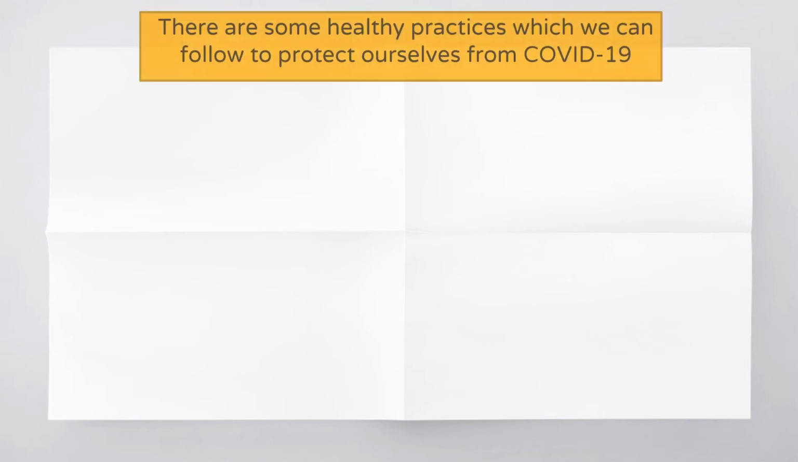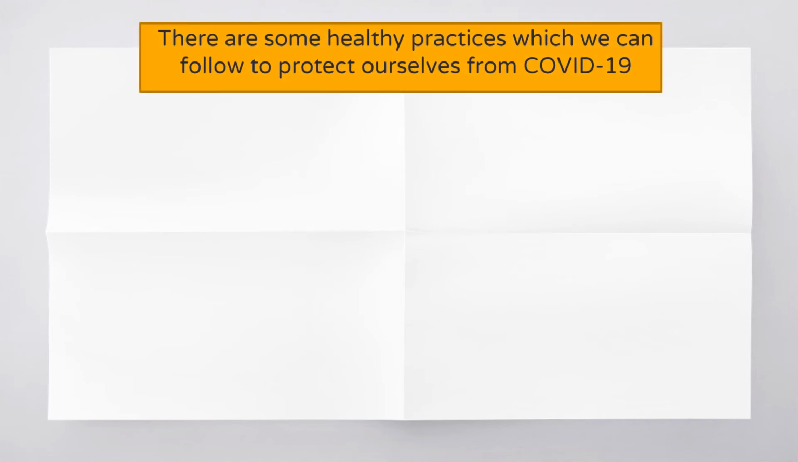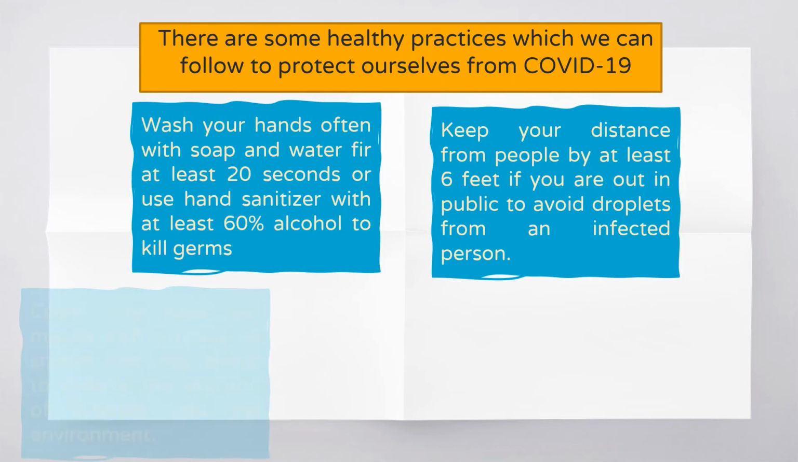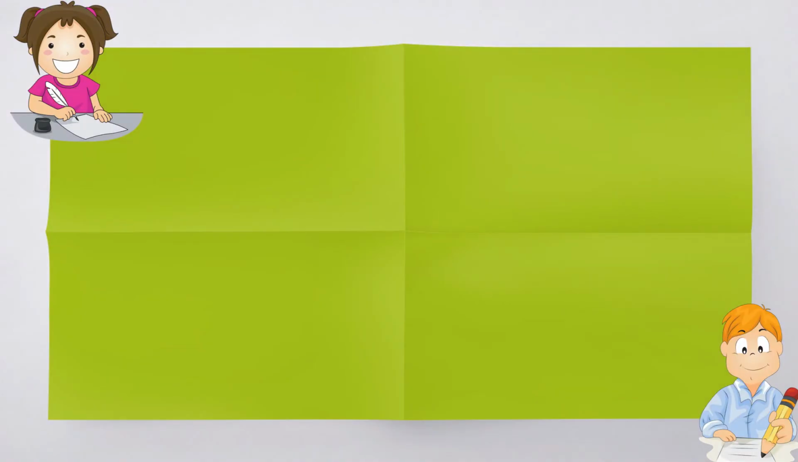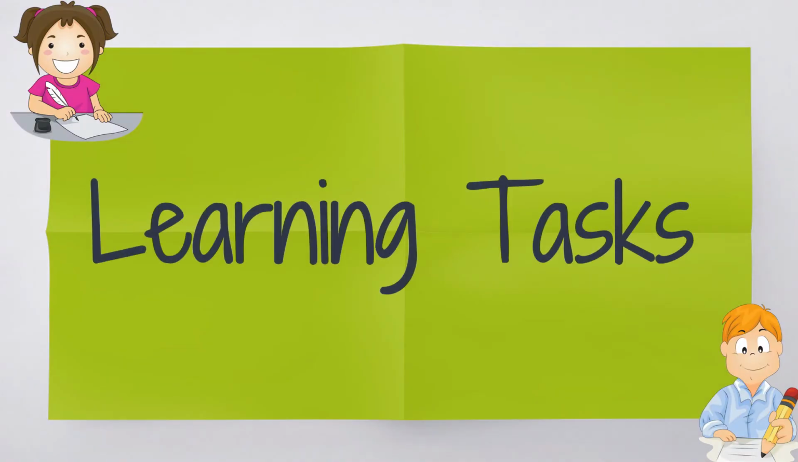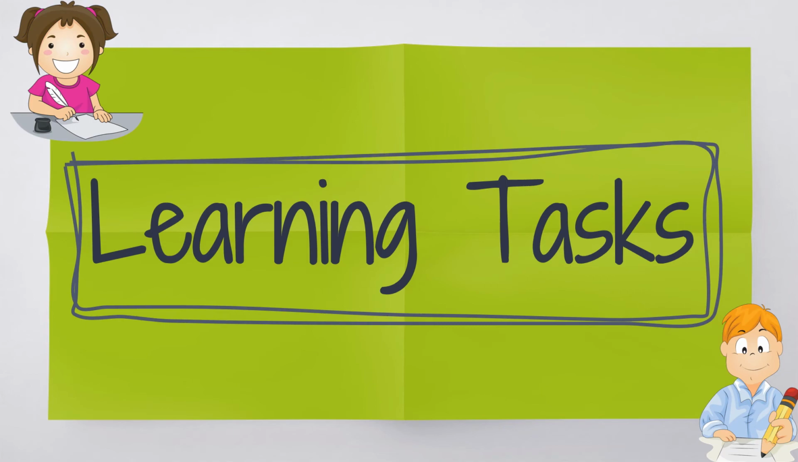To better understand, let us look at this illustration. The key sentence in the passage is, there are some healthy practices which we can follow to protect ourselves from COVID-19. These are the supporting details. Now, you may begin answering the learning tasks.